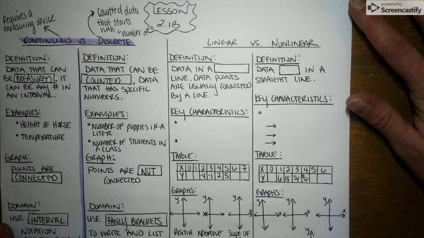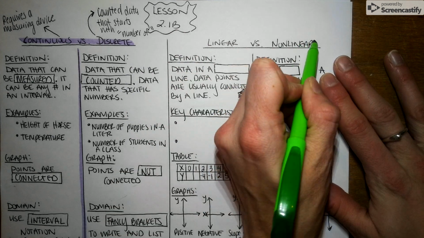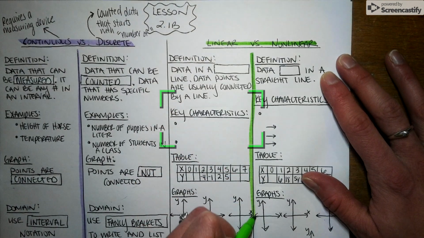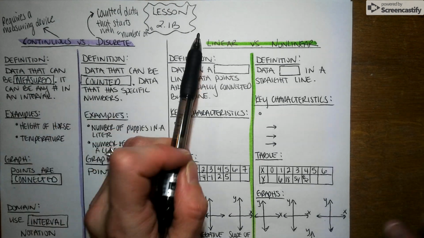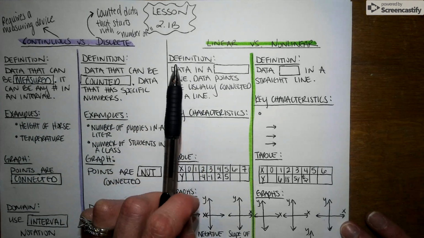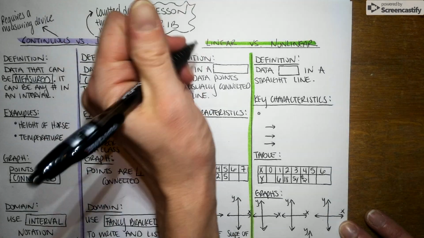The last major concepts that were covered in lesson 2.1b would be the ideas of what is linear versus what is nonlinear. So again, because this is another type of concept, I'm going to use a different highlighter to highlight this T-chart, so when you go back and study this sheet, it's a little bit easier for your eyes to focus. On the left-hand side, we're talking about the word linear. The definition of linear is that it's data in a straight line.